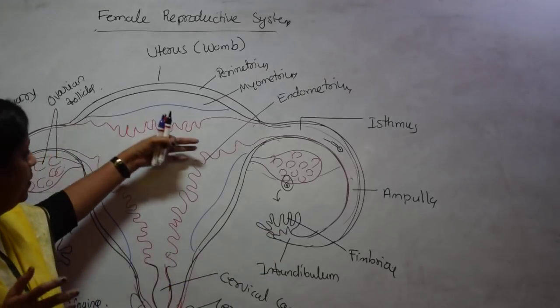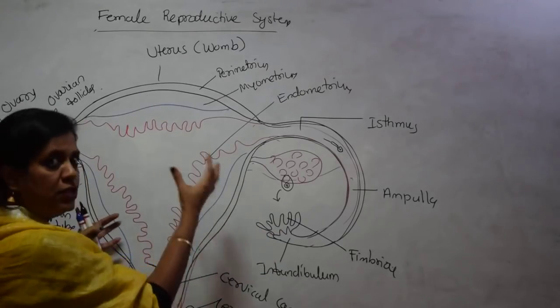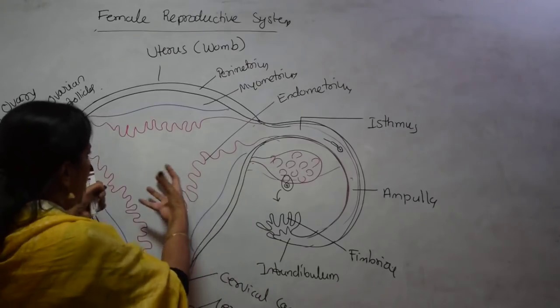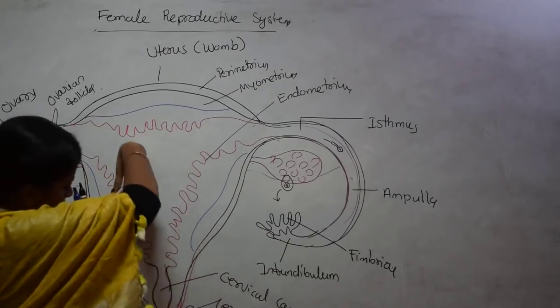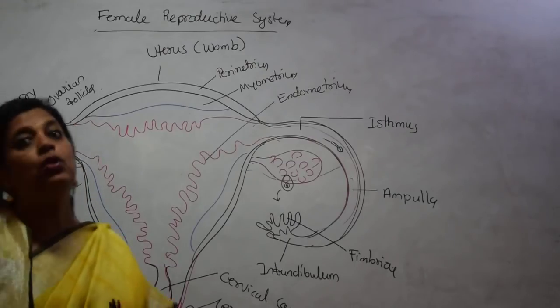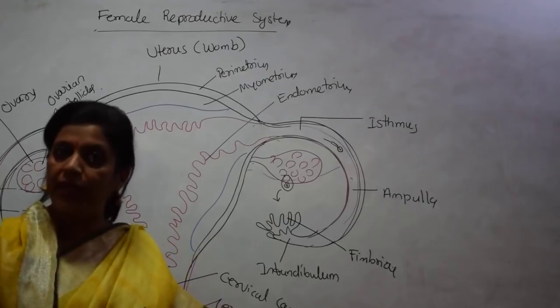This is the process where the fetus will be growing here during childbirth. The uterus undergoes contraction like this, and the fetal head will move down and come out through the birth canal, through the vagina. It will be released during the normal childbirth, normal delivery.